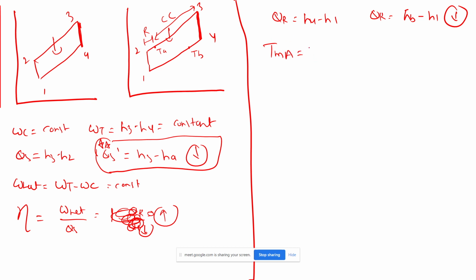Basically, the mean temperature of heat addition is the mean temperature between the process. Suppose in cycle 1 heat is added between 2 to 3. So what will be the mean temperature of heat addition here? T2 plus T3 divided by 2. What will be the effect on the mean temperature of heat addition in case of the regeneration cycle? It will increase. Why? Because temperature Ta is greater than T2. So T3 plus Ta divided by 2. So it will increase.